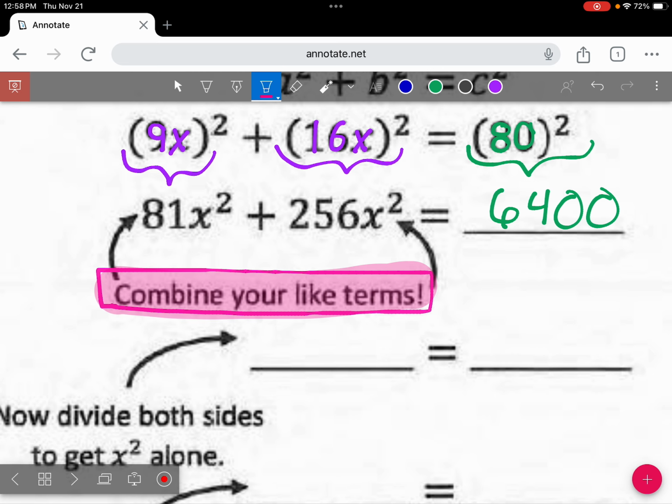Okay. What do we get when we combine our like terms here?